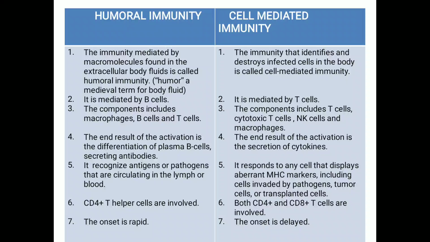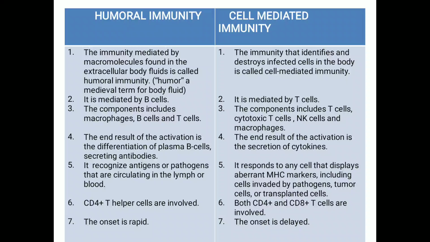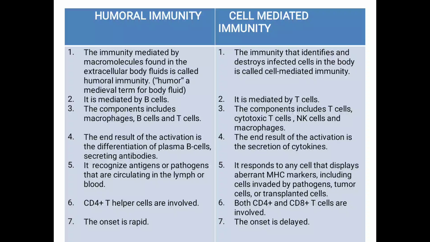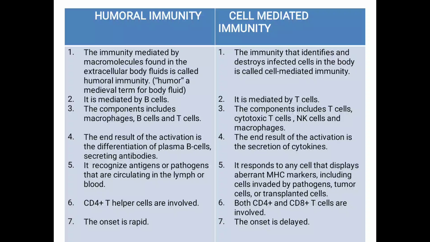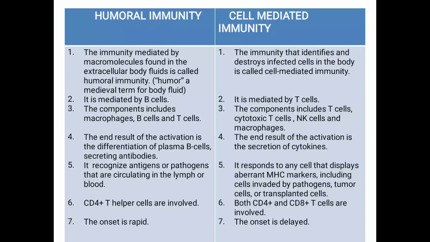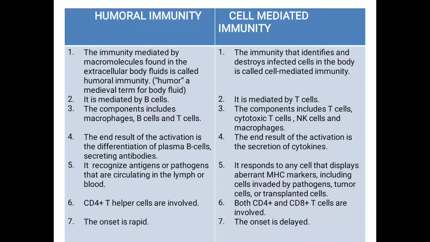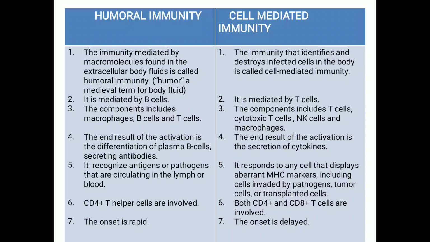The end result of the activation of humoral immunity is the differentiation of plasma B cells into antibodies, while the end result of activation in cell-mediated immunity is the secretion of cytokines. Humoral immunity can recognize antigen or pathogen that are freely circulating in the blood or the lymph, while cell-mediated immunity responds to any cell that displays aberrant MHC markers, including cells that are invaded by pathogens or tumor cells. In humoral immunity, CD4 positive T helper cells are involved, while in cell-mediated immunity, both CD4 positive and CD8 positive T cells are involved. The onset is rapid in humoral immunity, while the onset is delayed in cell-mediated immunity.